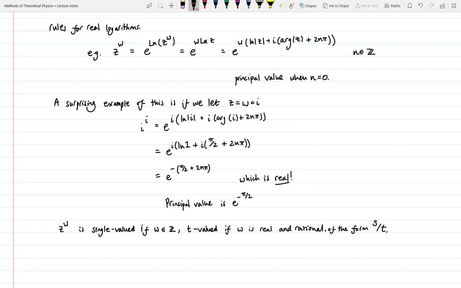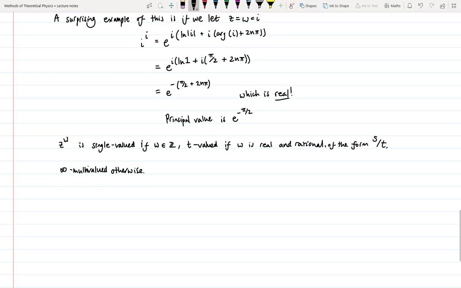And finally, this function is infinitely multivalued otherwise. And we just saw an example of this where if w is a complex number, then z to the w has an infinite number of values parameterized by n. To finish this video, I'm quickly going to write out an example that we already saw in topic 1, but which hammers home what we just covered and what I've written in the line above.